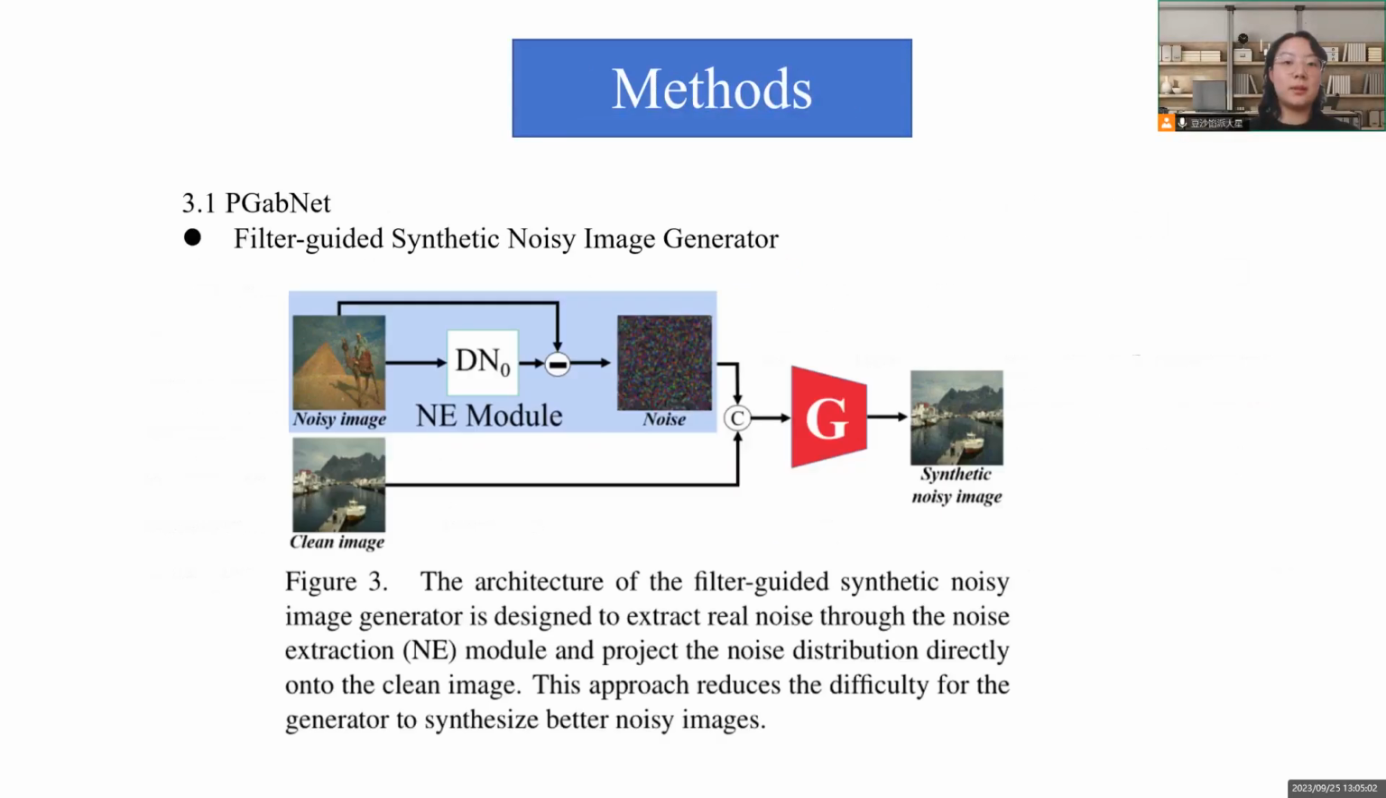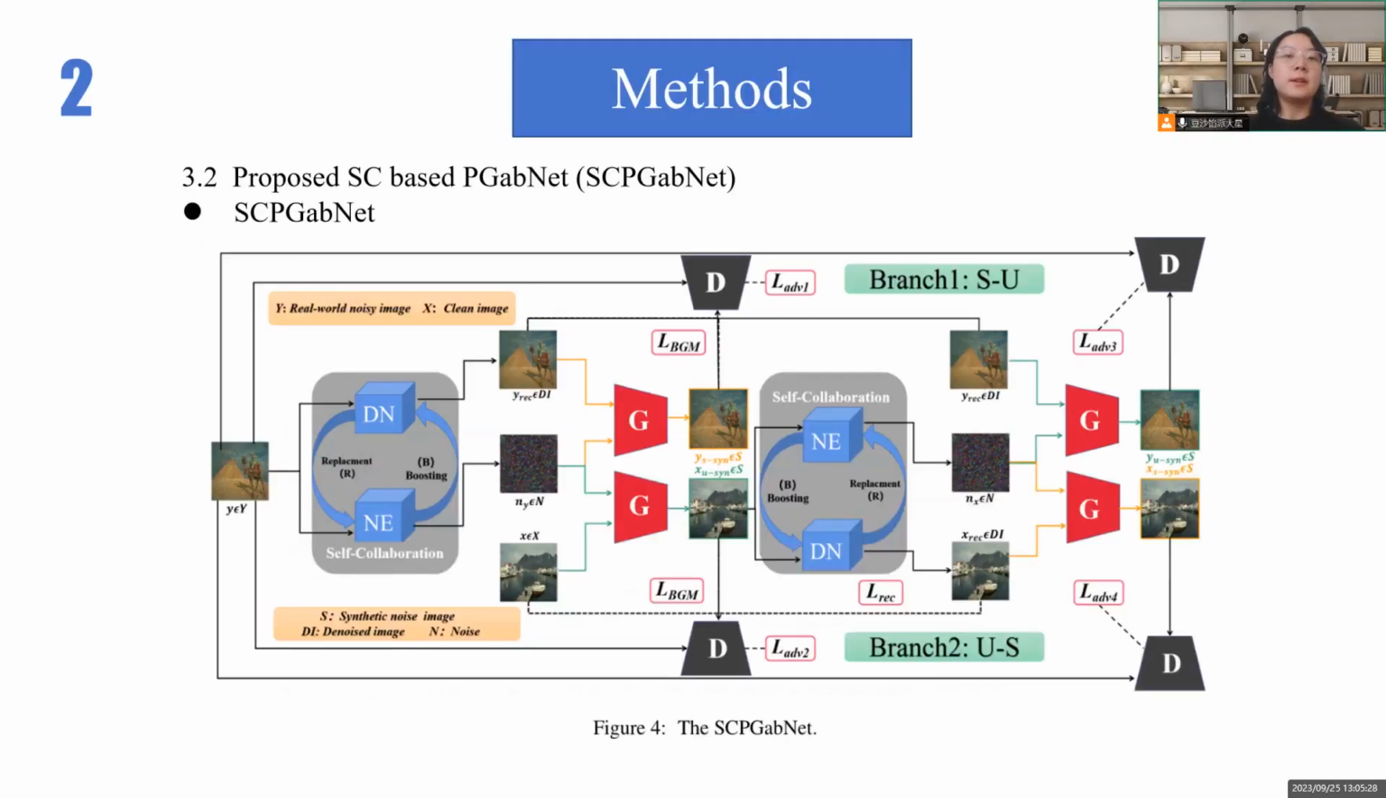And here are our methods. First, we designed the filter-guided synthetic noisy image generator. If the noisy and clean images are fed directly to the generator, it should focus on the noise information of the noisy image. We designed it to reduce the generator's workload of learning extra information. Less burden, better performance. Next, this is the architecture of our proposed SCPGAB-net framework.